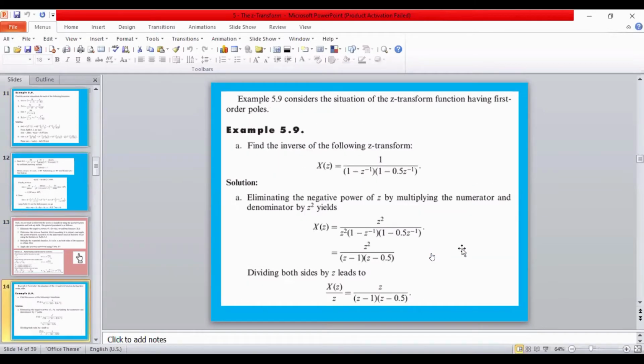Okay, let's go to the point. This is the first example that we have to do our partial fraction expansion.